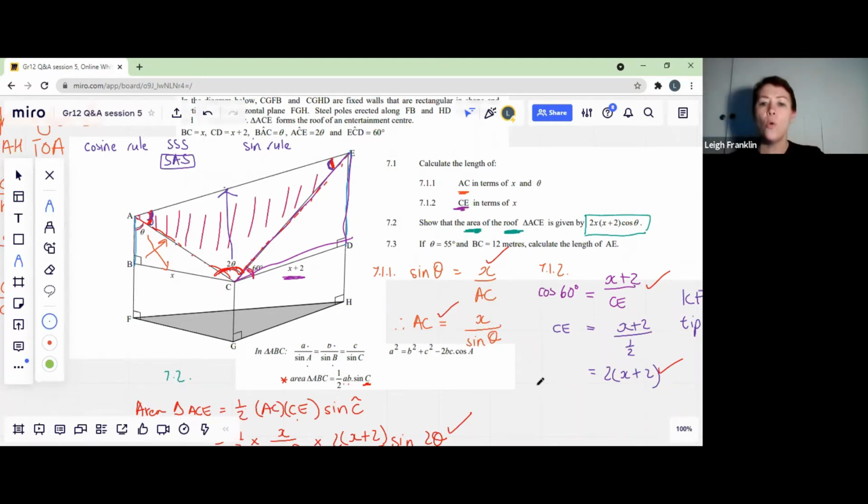Okay, so we've established we have to use the cosine rule. So here's the cosine rule over here.